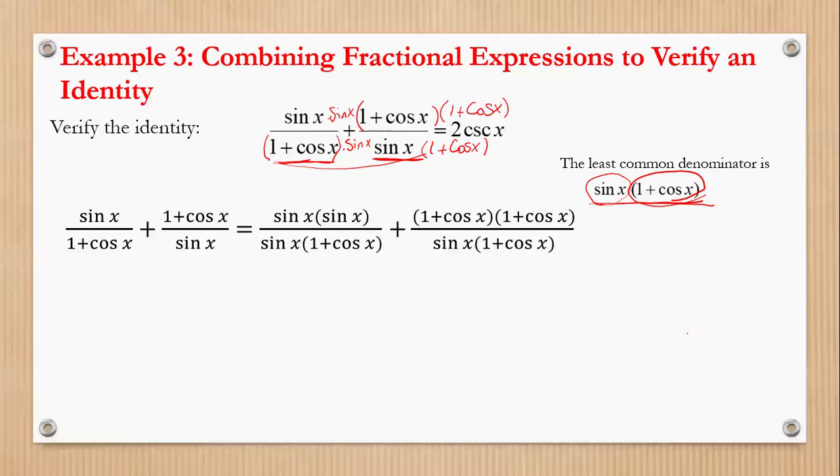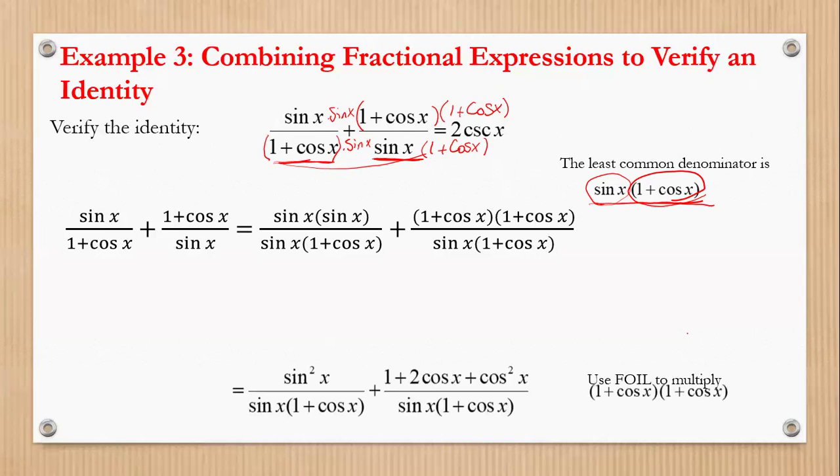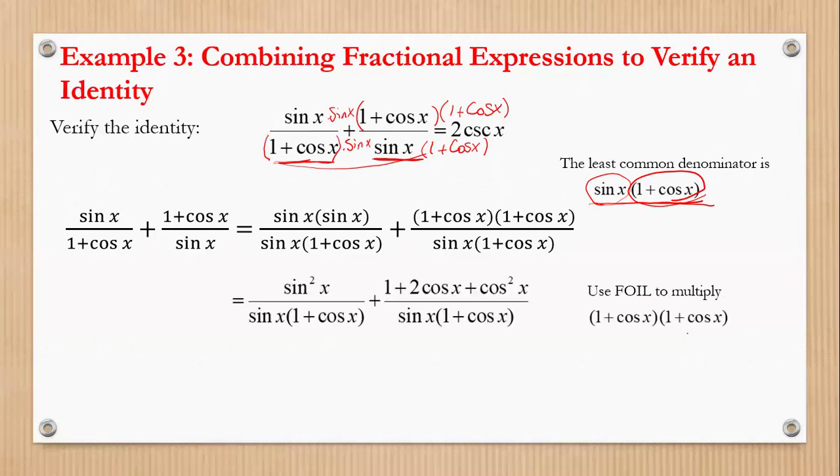Now let's multiply. Don't multiply the denominators, just keep them as sine times 1 plus cosine because it's in the factor form. And if we simplify the numerator, we may be able to simplify something. So let's keep the denominator the same, but we need to multiply the numerators and then add them together. If I multiply sine by sine, I get sine squared. And if I multiply 1 plus cosine by 1 plus cosine, remember you have two terms in the first parenthesis, two terms in the second parenthesis, so you have 4 multiplications and you need to multiply them all together.